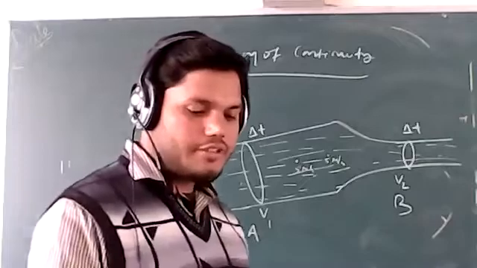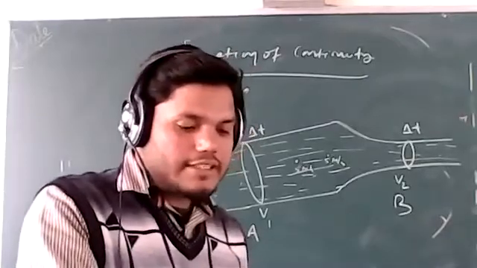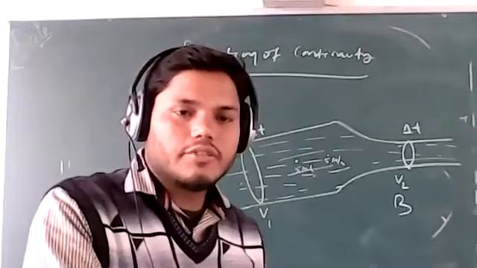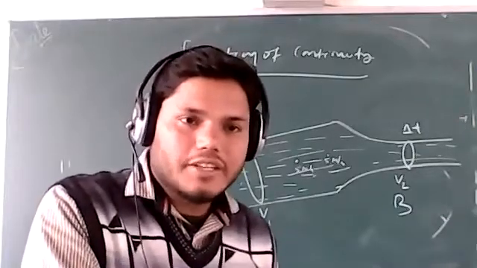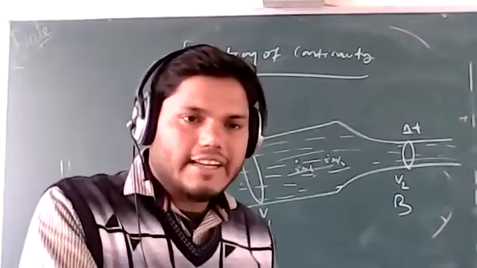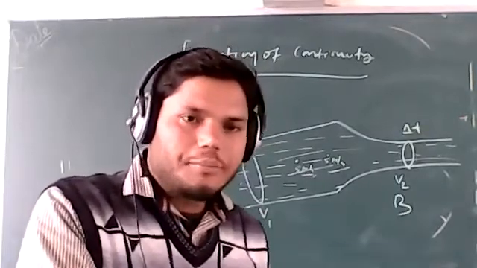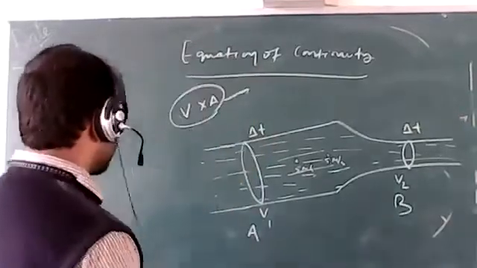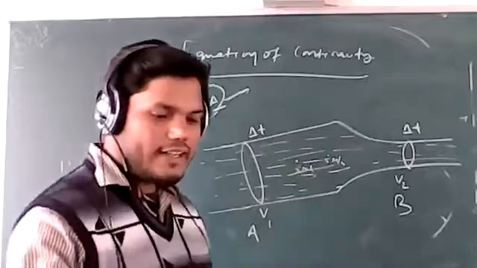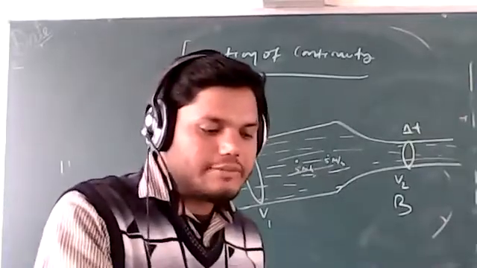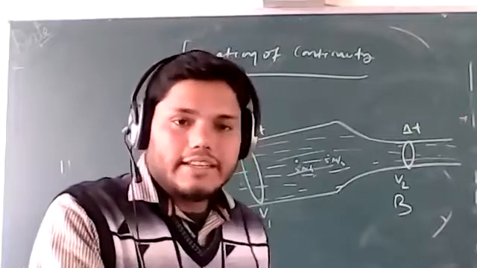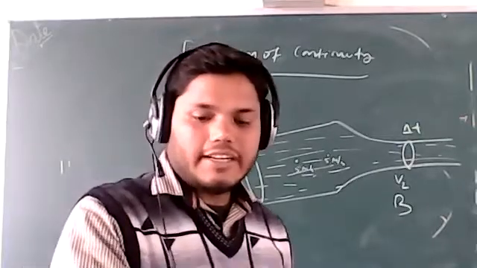According to the equation of continuity, if a liquid is flowing, which type of liquid? It is an incompressible, non-viscous liquid flowing through a streamline flow. In that condition, the product of area of cross section into velocity of the liquid is the same at every point in the tube.